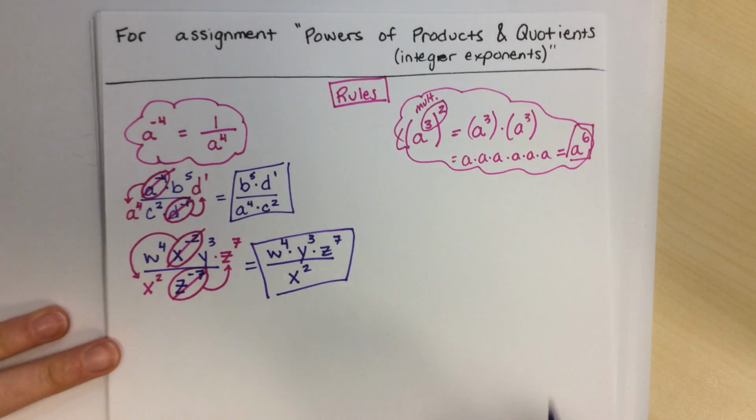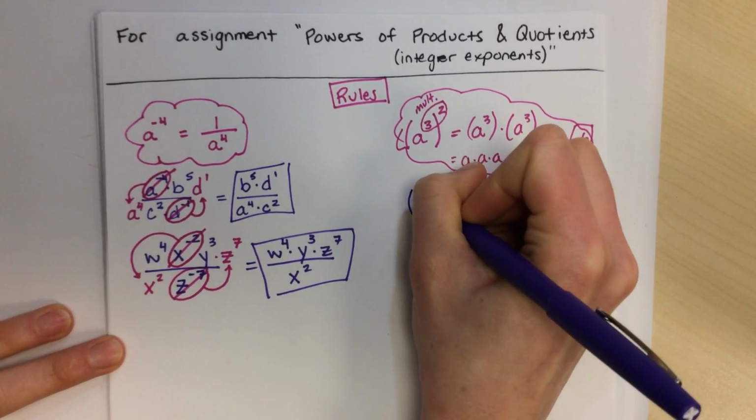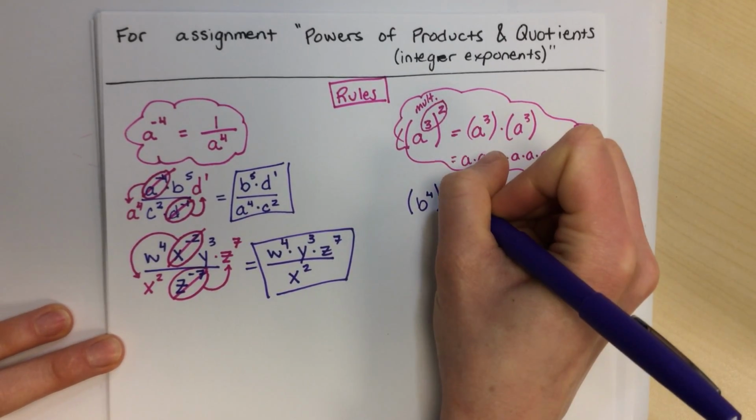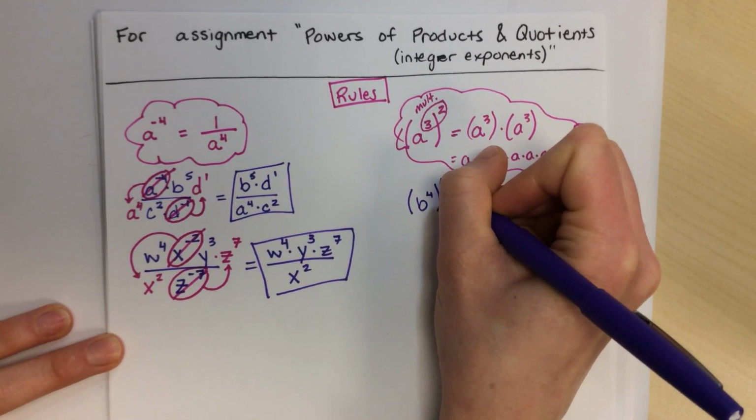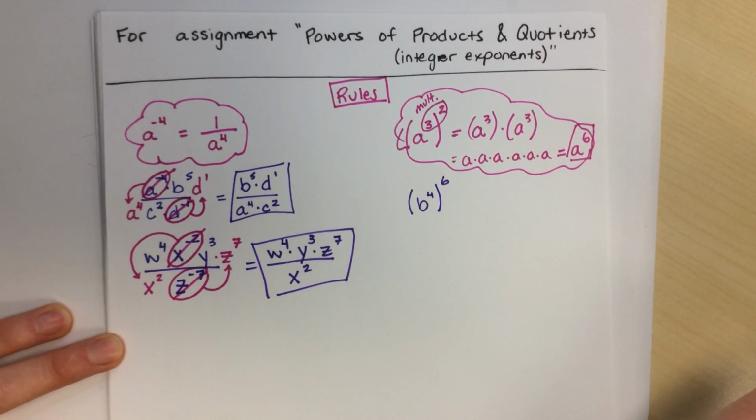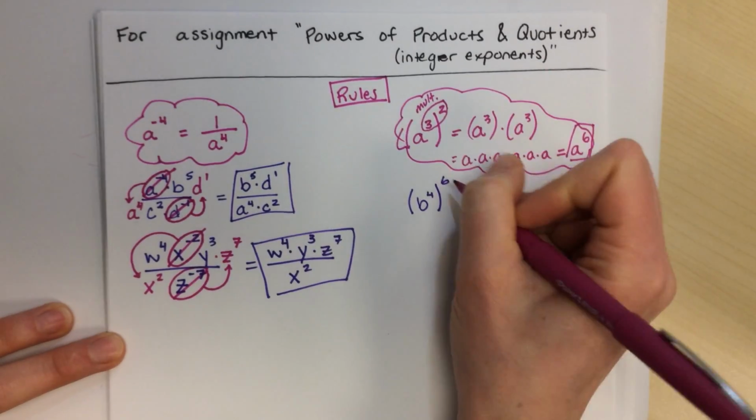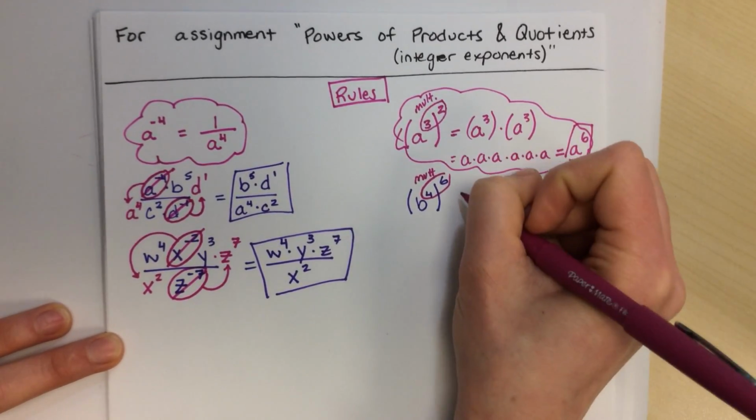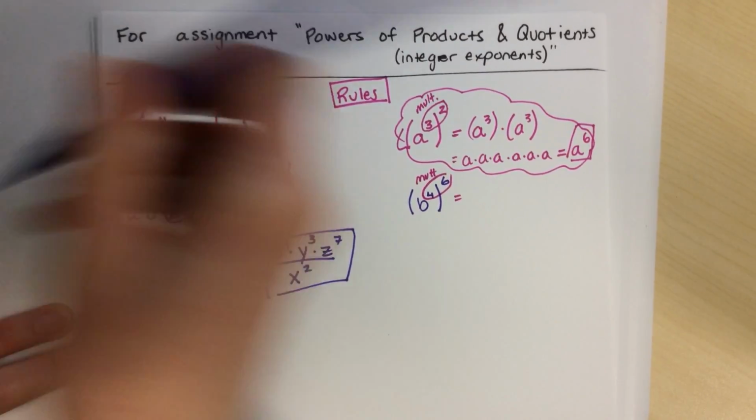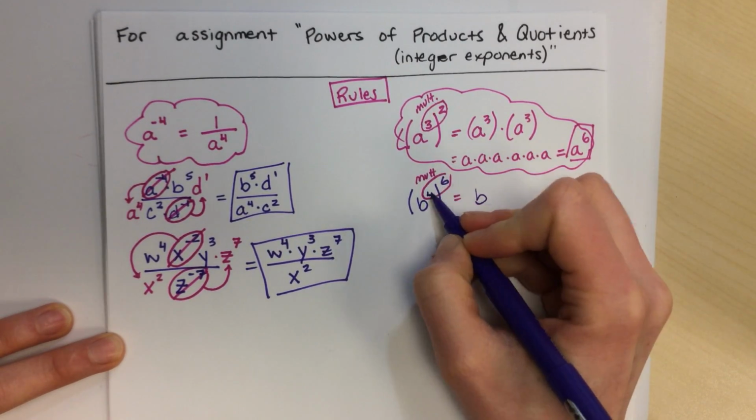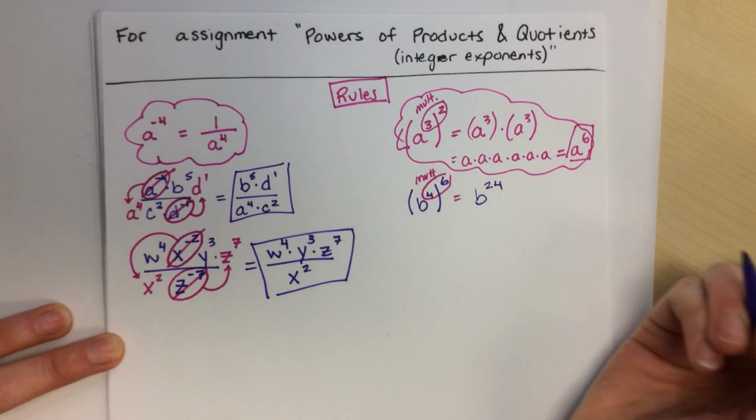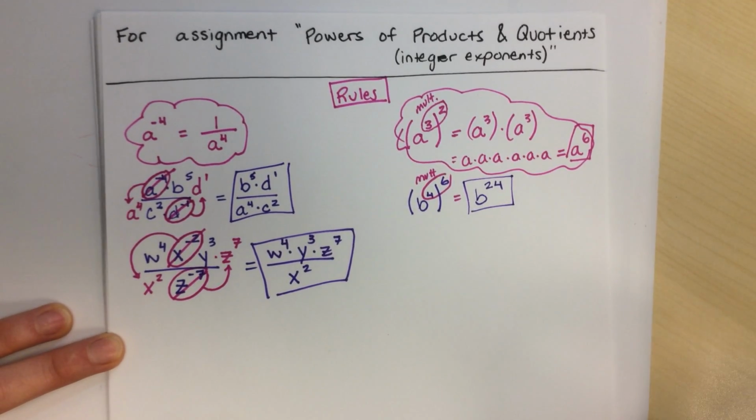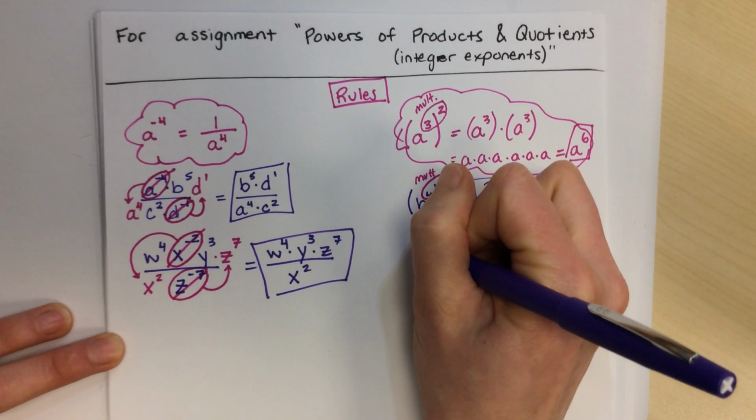All right, another example, b to the 4th, and then on top of that, raised to the 6th. So we're going to multiply these together. So really, we've got b to the 6 times 4 is 24. That's our answer. We actually have 24 b's in this little expression here. All right, let's do another example and make sure we got it.